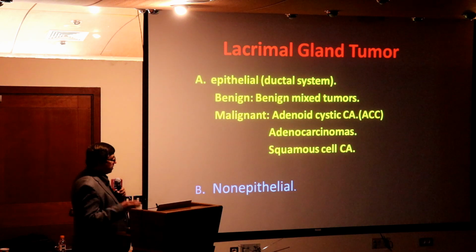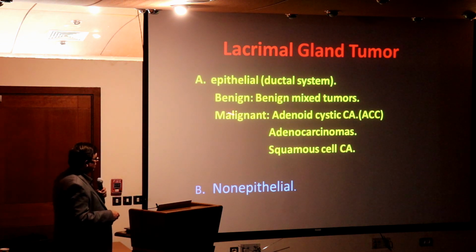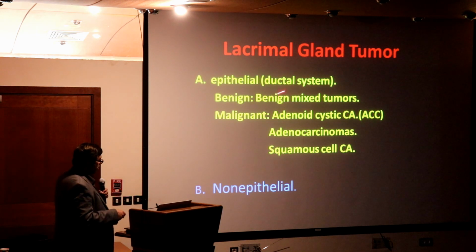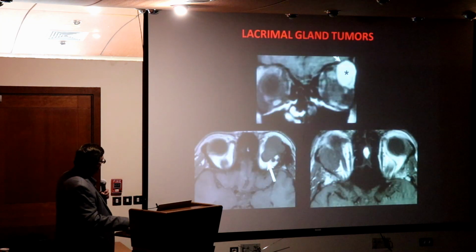What about lacrimal glands? These are extraconal, outside the cone. So lacrimal glands, like any gland, either they are epithelial, like ductal, like breast carcinoma may be ductal, and again ductal carcinoma or ductal system in the lacrimal gland will give you epithelial tumors. And there are benign tumors and there are malignant tumors. The most malignant is adenoid cystic carcinoma, or it could be non-epithelial.